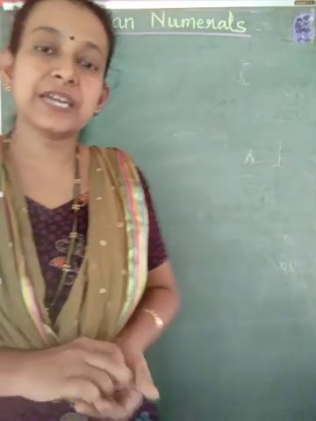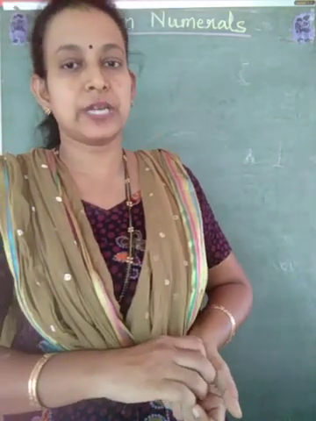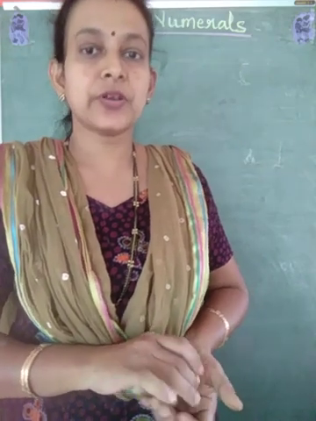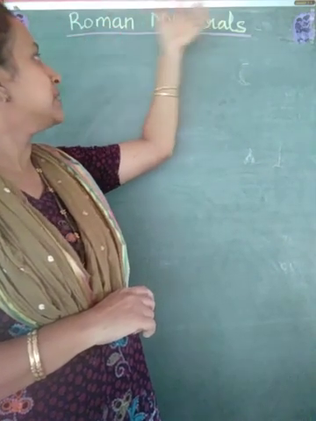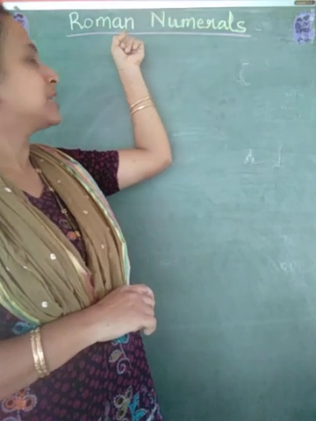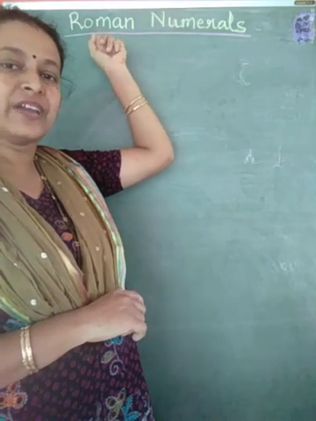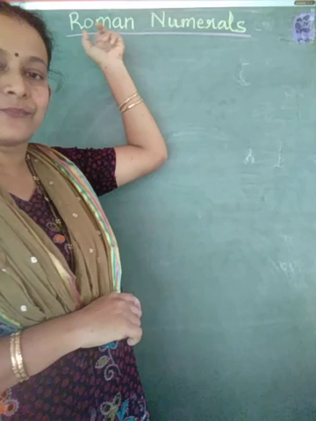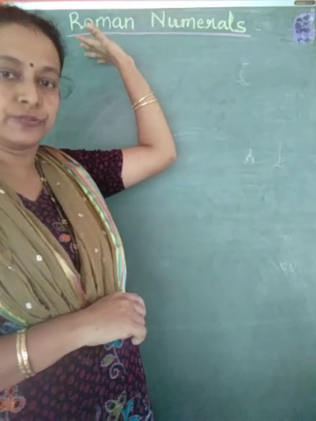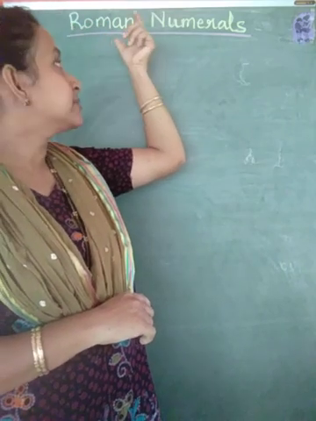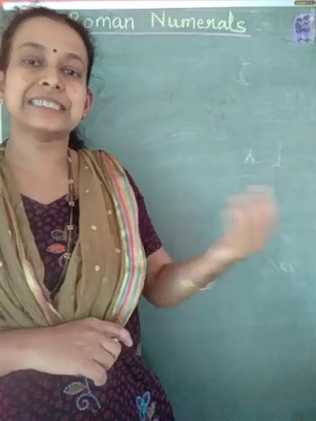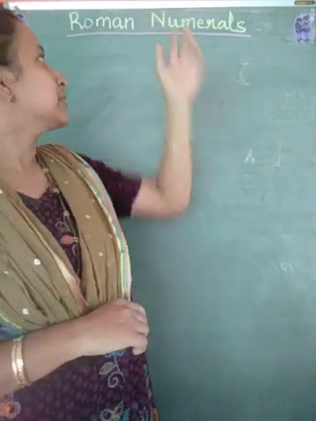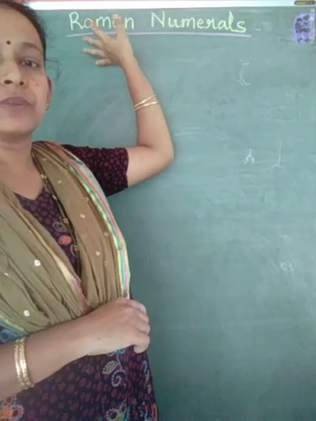So now let us begin with the first lesson in your textbook, that is Roman numerals. Okay. So now as the name says, Roman numerals. Can you see Roman here? Where has this word Roman come from? It has come from Europe. In the olden days, these Roman capital letters were used as numbers, and so they are called Roman numerals.